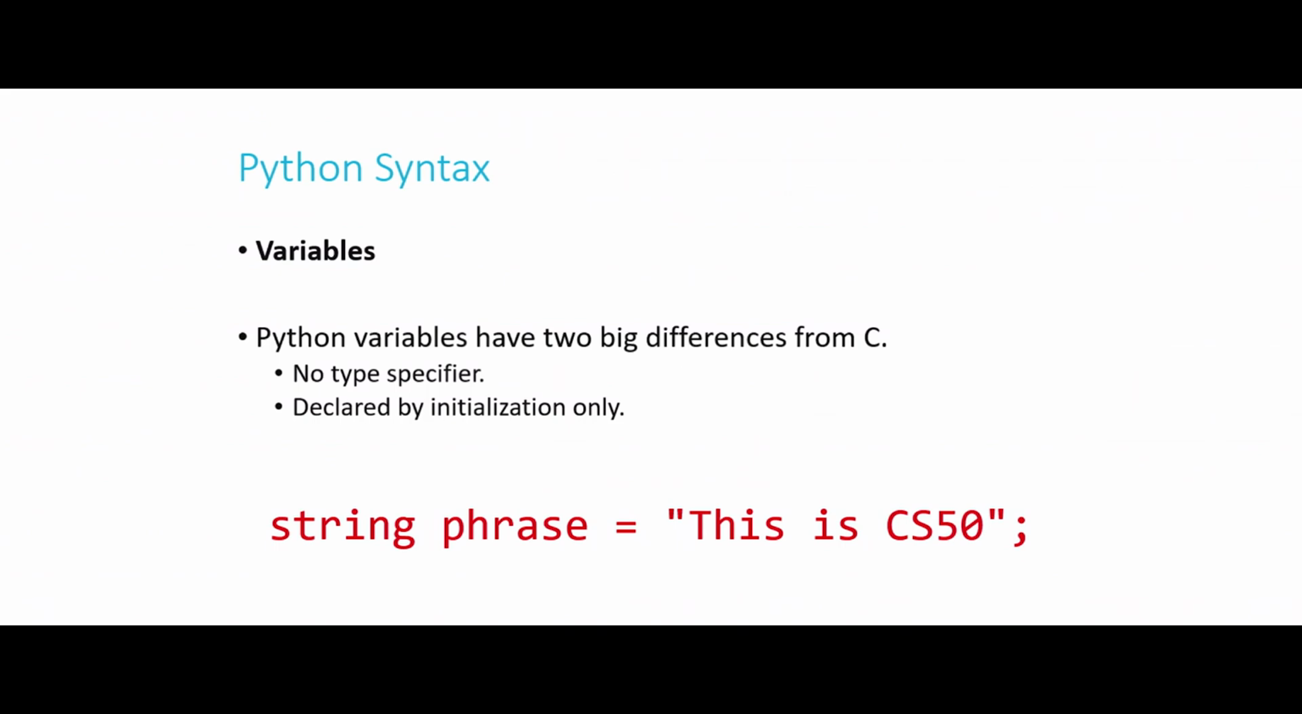Similarly, can we declare the following? String phrase equals "this is CS50". And to do this in C, we would have to pound include the CS50 library, because string is not a native data type in C. But it is in Python. We can just say phrase equals "this is CS50". And in fact, we don't even have to use double quotes. Python actually supports strings with double quotes or single quotes. And this is actually really useful if you need to declare a string that has quotation marks in it.